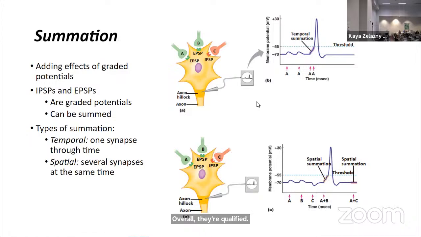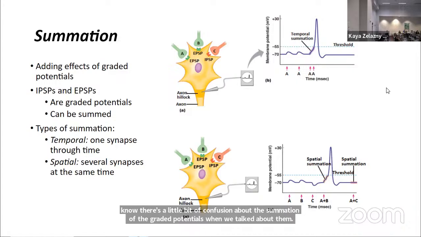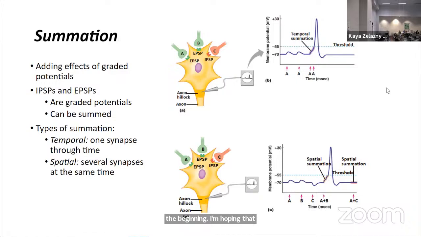Questions about this? I know there's a little bit of confusion about the summation of the graded potentials when we talked about them at the beginning. I'm hoping that the more specifics maybe make them a little clearer, but I want to give you a chance to tell me if that's not.